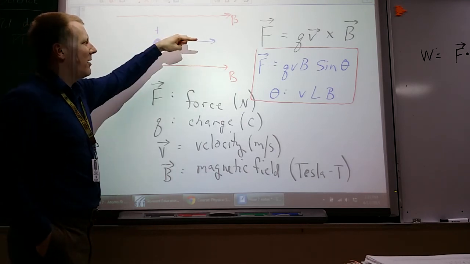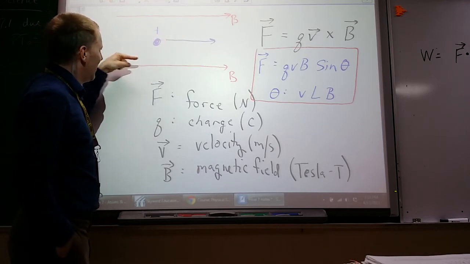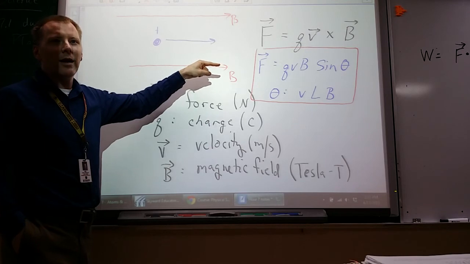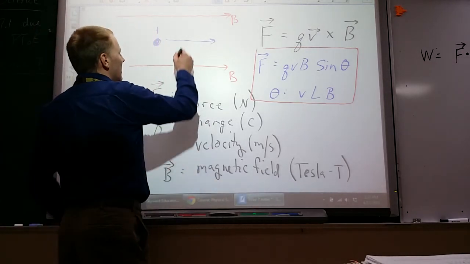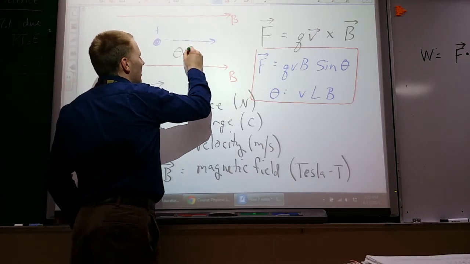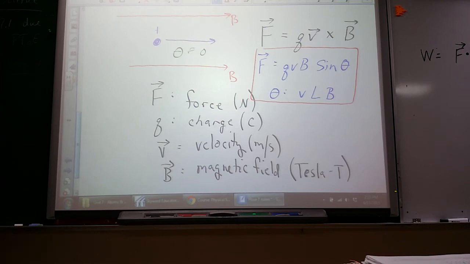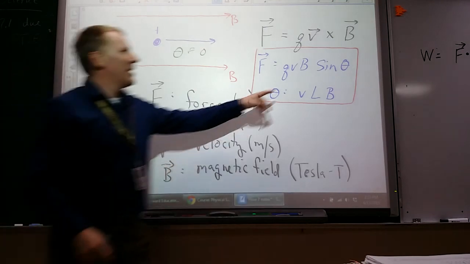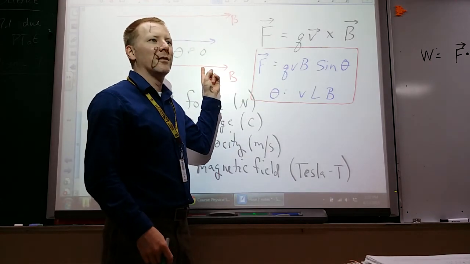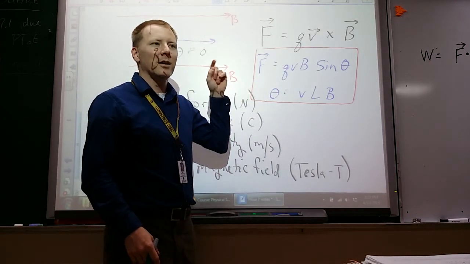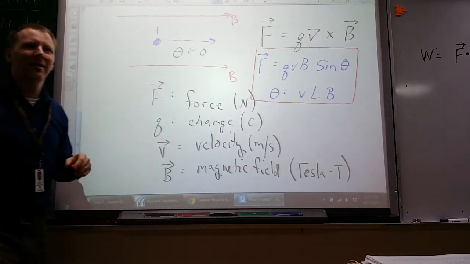The direction of the velocity is that way. The magnetic field is that way. What is the angle in between those two? 0. Or is it 360? 0, or 360, I don't care. 2 pi, whatever. What is the sine of 0? 0. What is the force on this particle? 0. So when they're parallel to each other, there is no force whatsoever.